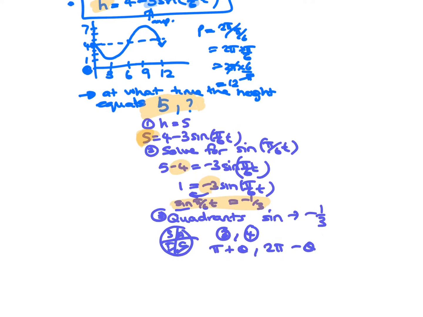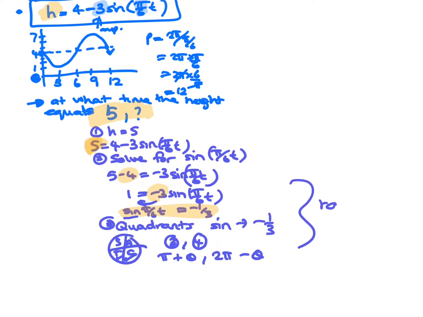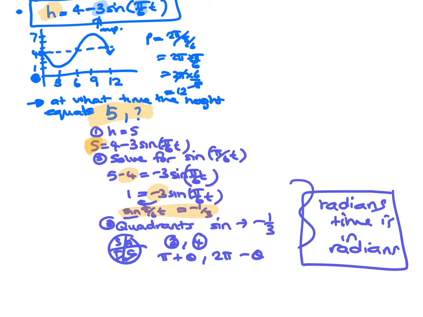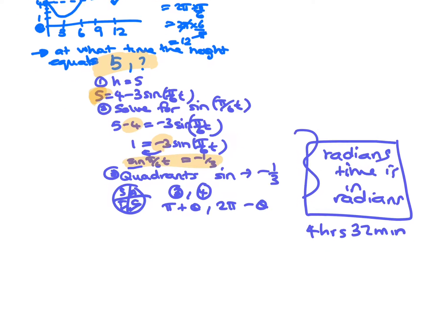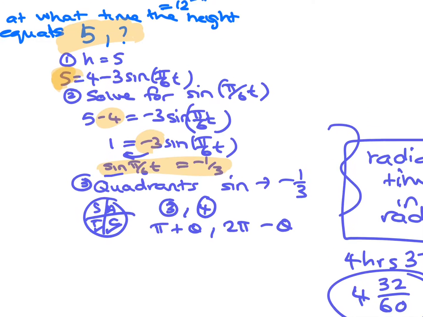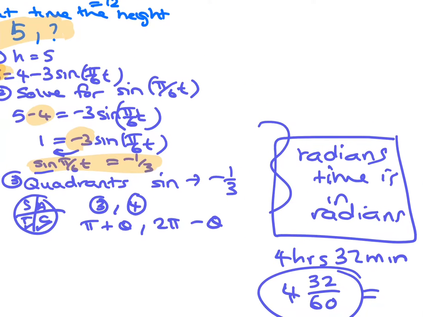Notice I chose the radian, okay? You choose radians because time is in radians. Time is also a decimal measure. Even when you have like 4 hours, 32 minutes, that still is a decimal of 4 hours and 32 out of 60. Okay, and if you press your decimal button, you'd actually get it as a decimal. So time needs to be in radians.